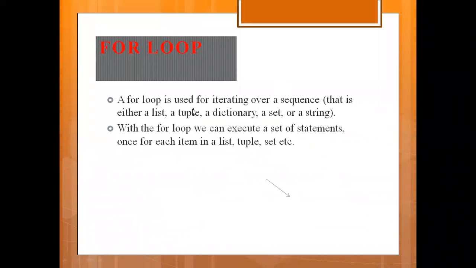solves our purpose. A for loop is used for iterating over a sequence, that is either a list, a tuple, a dictionary, a set, or strings. With the for loop, we can execute a statement once for each item in a list, tuple, set, etc.